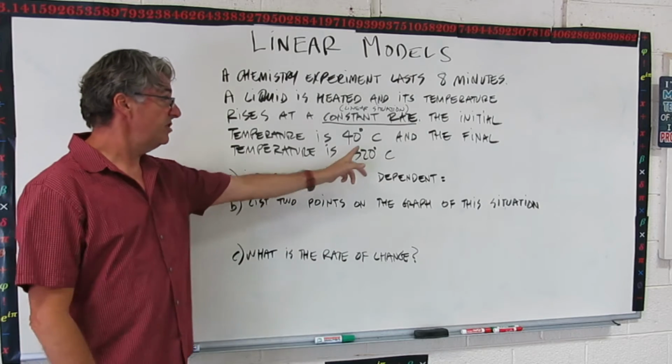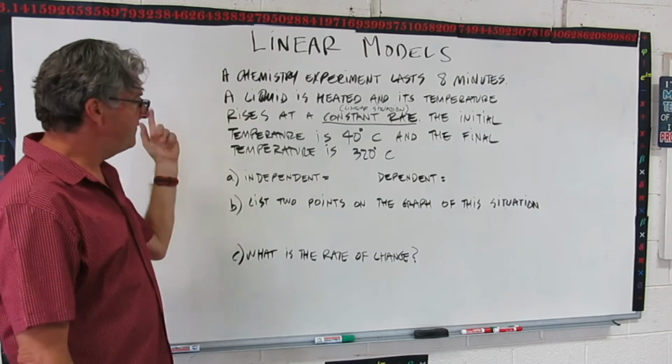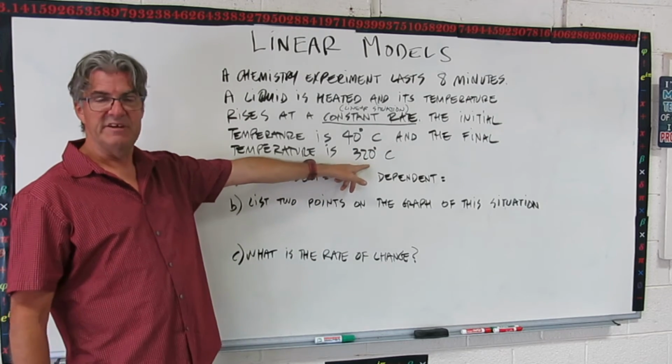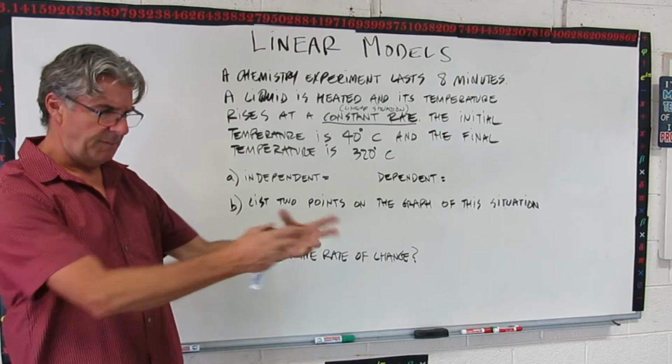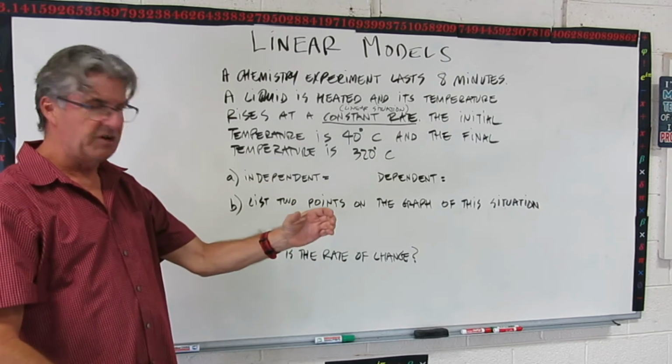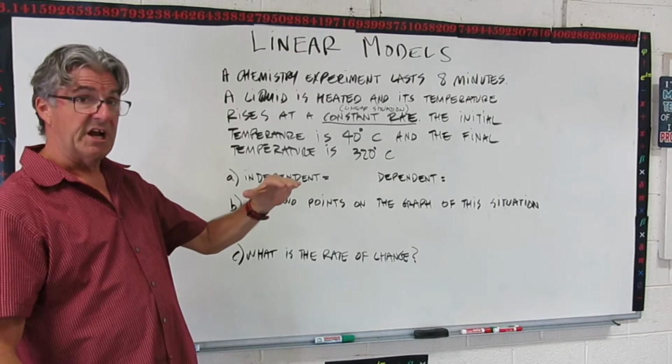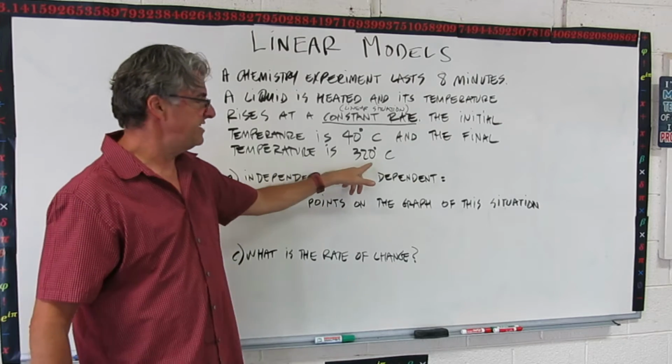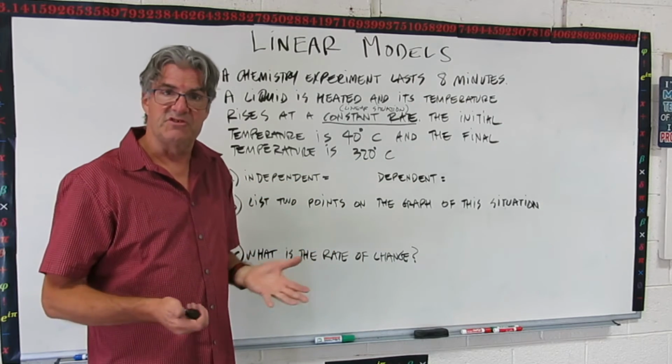The initial temperature is 40 degrees Celsius, and the final temperature is 320 degrees Celsius. So our situation is we're bubbling away some fluid. It starts at 40 degrees, it increases temperature at a constant rate, and 8 minutes later it's at 320 degrees. Okay, so that's our situation.